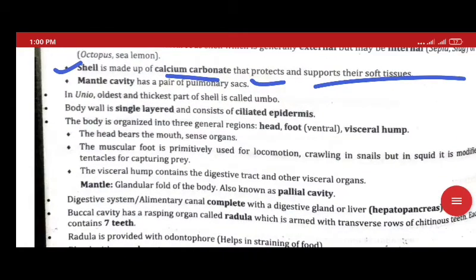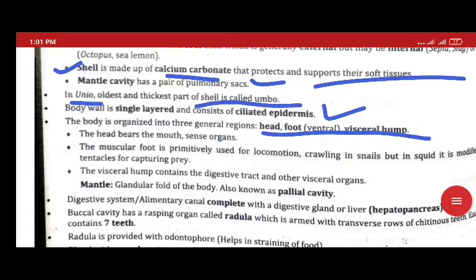This phylum contains a kidney too. This will come later. In Unio, the oldest and thickest part of the shell is known as the umbo. The body has a single layer of ciliated epidermis, and the body has three general regions: head, foot, and visceral hump. So we can divide the body of this phylum's animals into head, foot, and visceral hump.